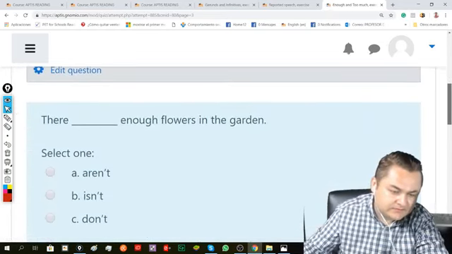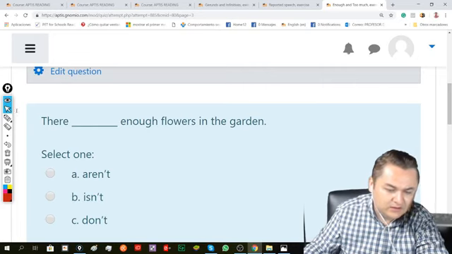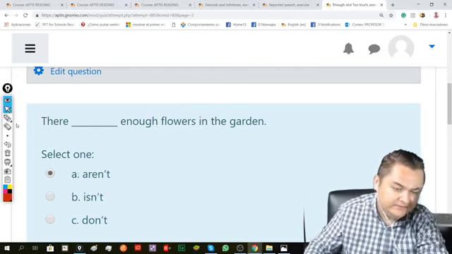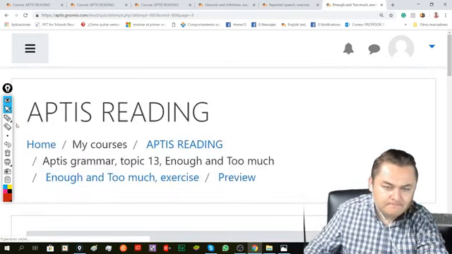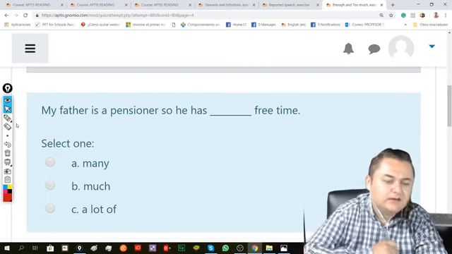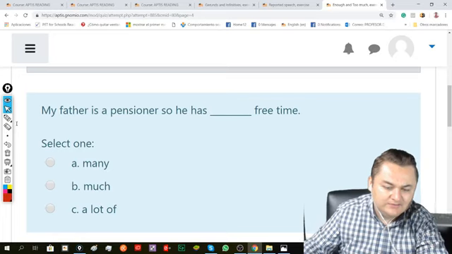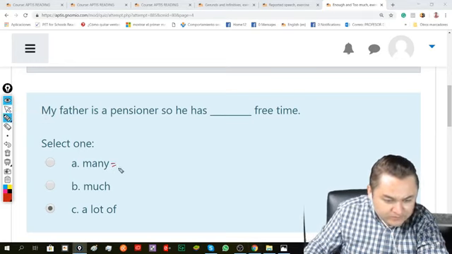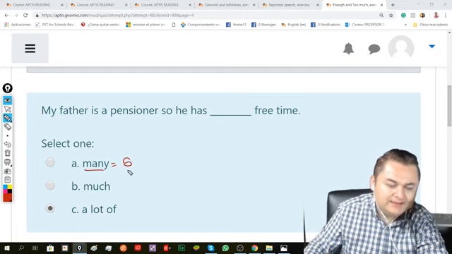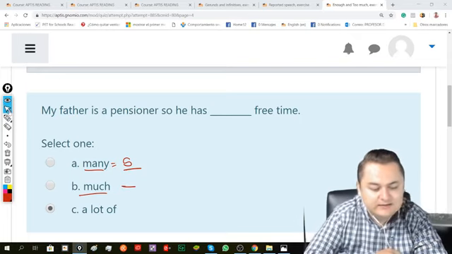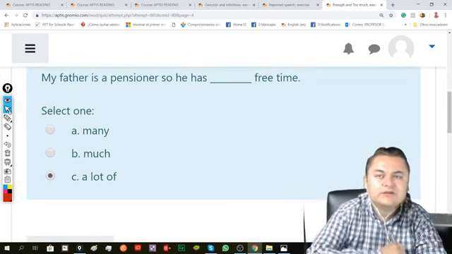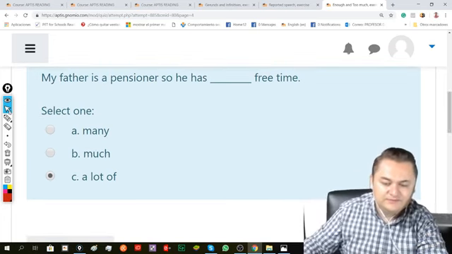Now, here it says, there are, and then enough flowers in the garden. So flowers is plural. I'm going to use aren't, knowing that it is not enough. There aren't enough flowers in the garden. Then here we have this exercise, and it says, my father is a pensioner, so he has, and then free time. He has a lot of free time. We cannot say many, because with many, we should have an S, like many times. And much time would be an expression, but not much free time. It's much better to say a lot of free time. We can also say he doesn't have much time, but in this case, the best way to fit the sentence would be he has a lot of free time.